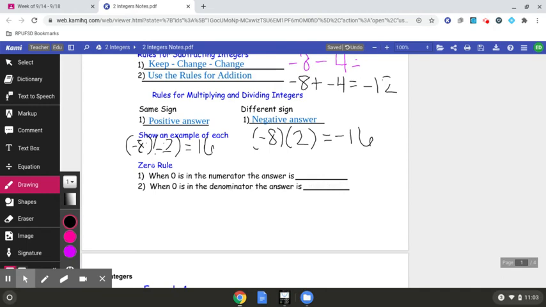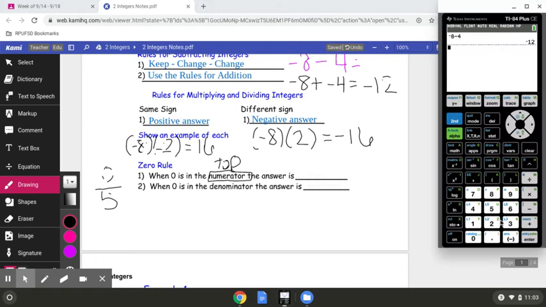Okay, so the 0 rule is when 0 is in the numerator, your answer is always what? So the numerator, you have to remember, is the top of a fraction. So if I'm doing 0 divided by 5, and again, try it in your calculators, if I type in 0 divided by 5, I get 0. So the answer is always going to be 0 when this is in the numerator.